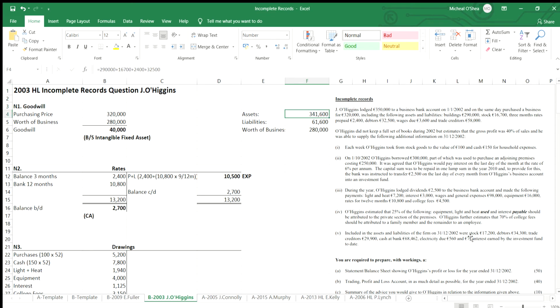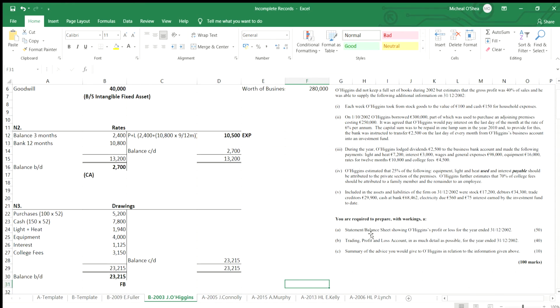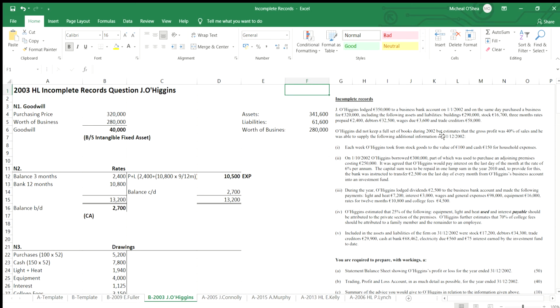For this incomplete, it's the balance sheet method, the second style of incomplete question. We have to get the balance sheet before we get the trading profit and loss, and the reason is that gross profit is 40% of sales. We don't know sales and we don't know purchases, so we're incapable of answering the trading profit and loss at the beginning of the question. We have to do out the notes, start with the balance sheet, and then find our trading profit and loss figures. So let's start from the top.